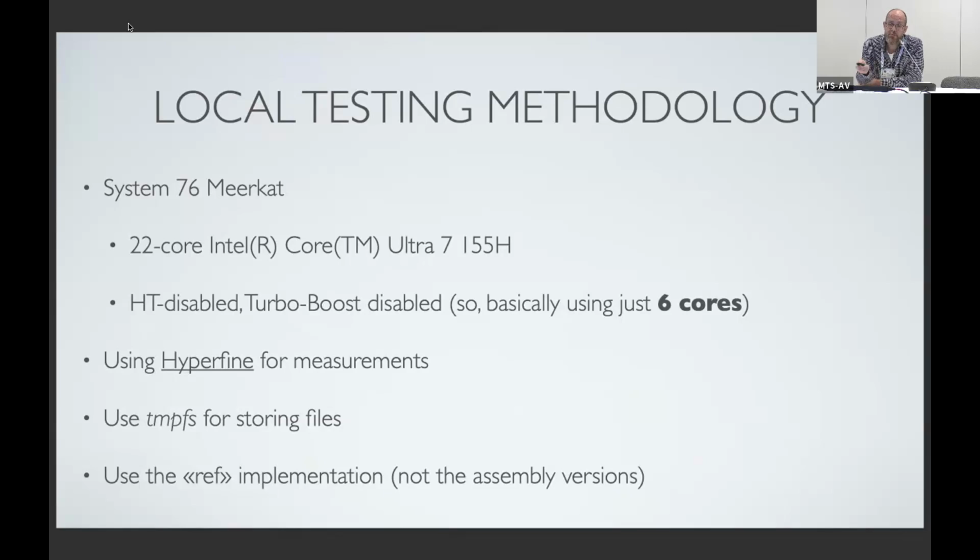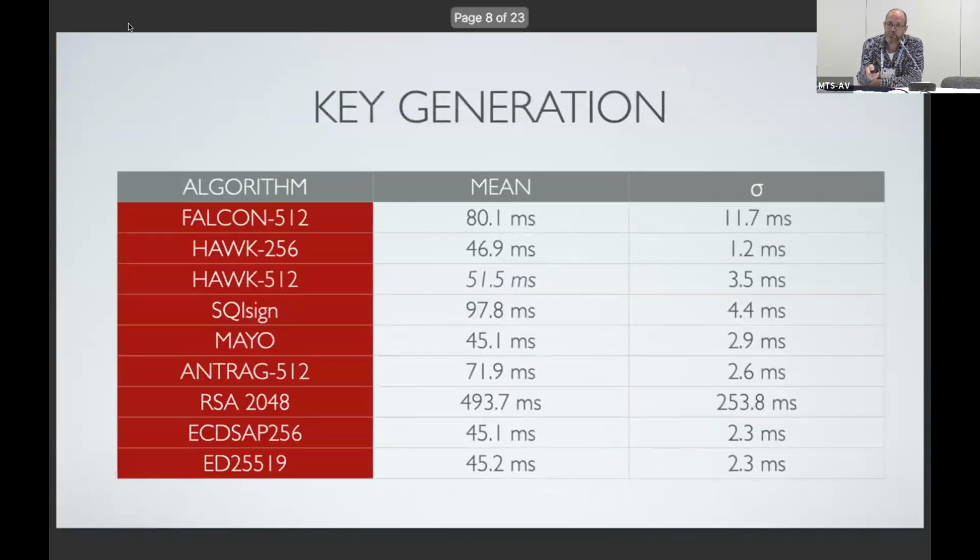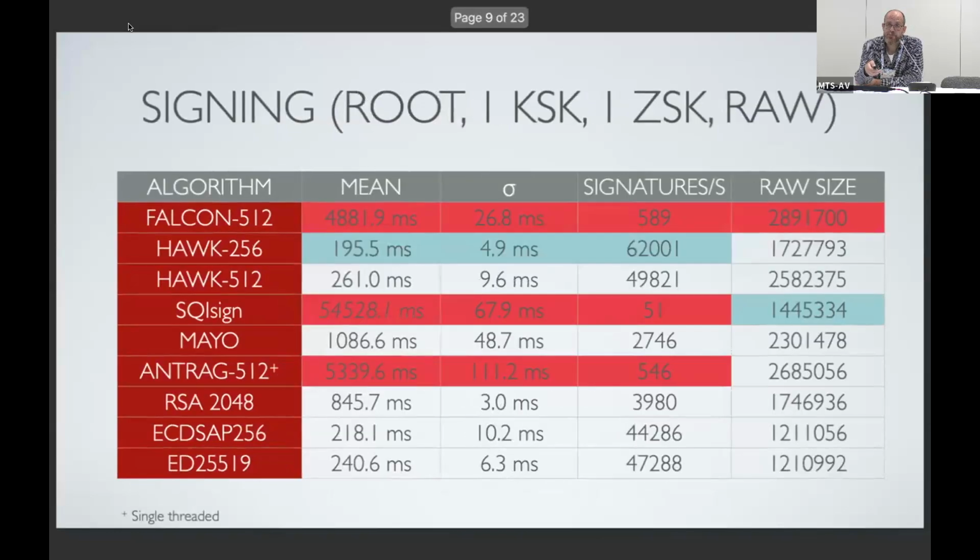I also did not use the assembly versions because it was impossible to do for some of these. So these are just reference implementations. In BIND, there are some branches, and I sometimes had to do some ugly things, so you don't really want to look at the code. Key generation, this is the least important statistic. What surprised me personally is that the sigma for RSA, the algorithm we use right now, is so huge, and apparently this is expected from what I've been told.